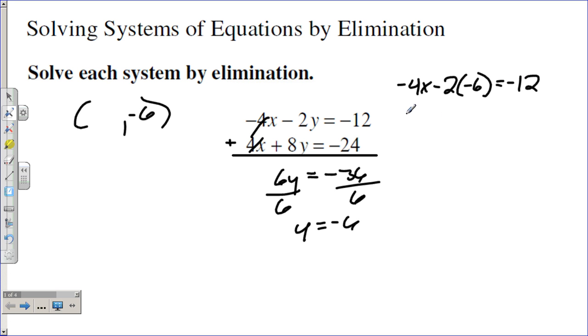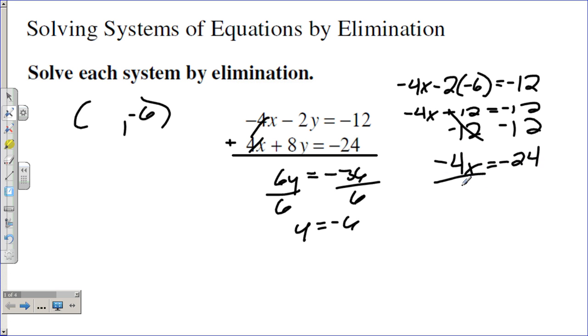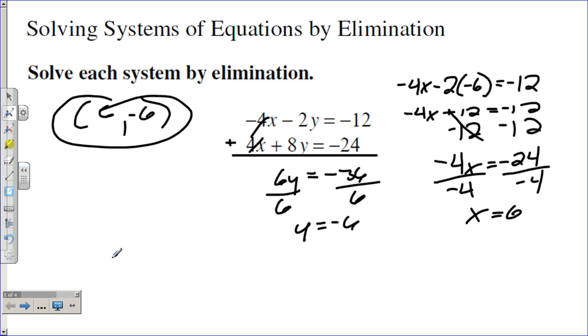Right? This is negative 4x. Negative 2 times negative 6 is positive 12, equals negative 12. I subtract 12. Okay, this cancels. I have negative 4x equals negative 24. I divide by negative 4, and x equals 6. So x would equal 6. That would be my solution. That's how you use elimination.